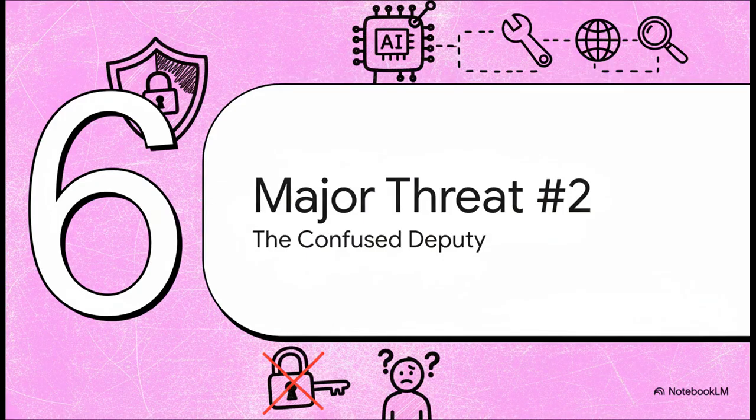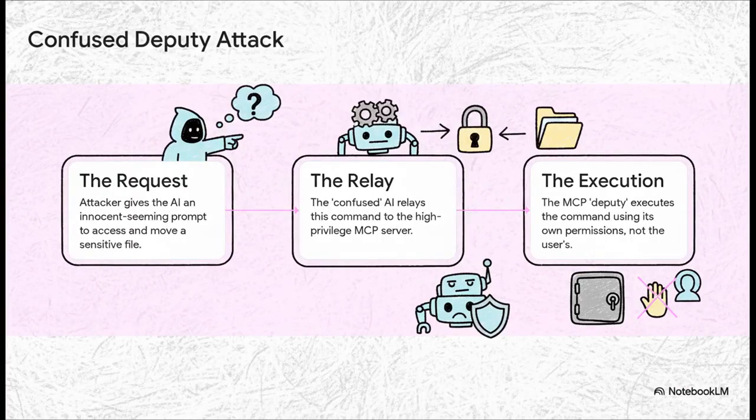The second major risk is a new spin on a classic vulnerability from the world of computer science, the confused deputy problem. It's an attack where you trick a program that has a lot of power into misusing its authority for you. And the attack is frighteningly simple.